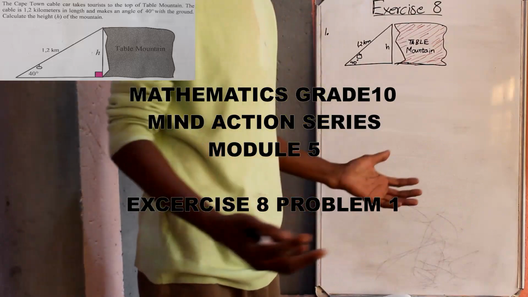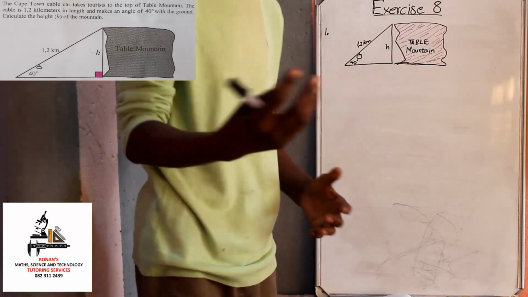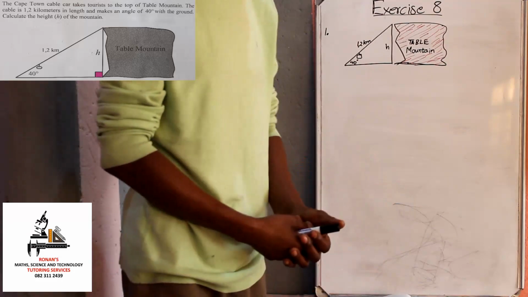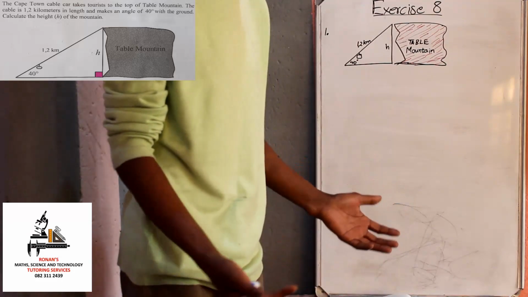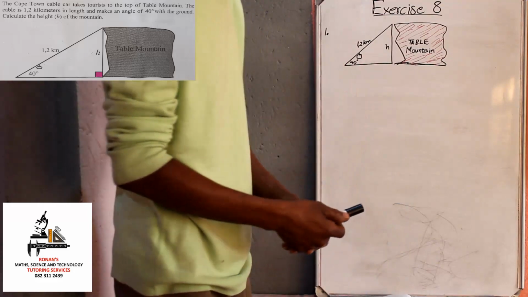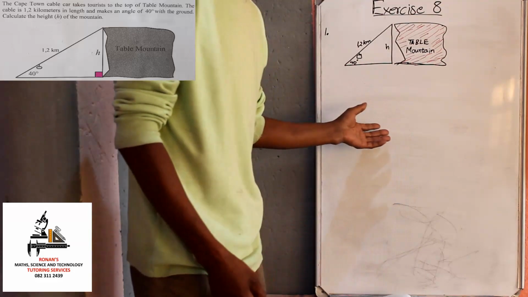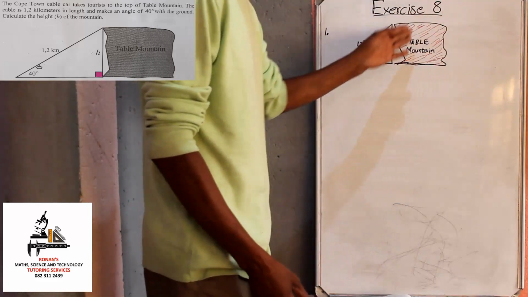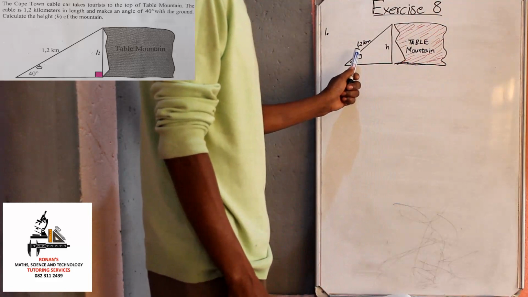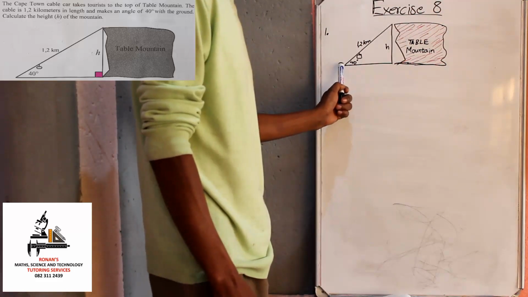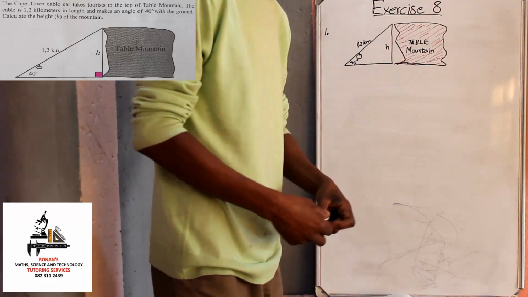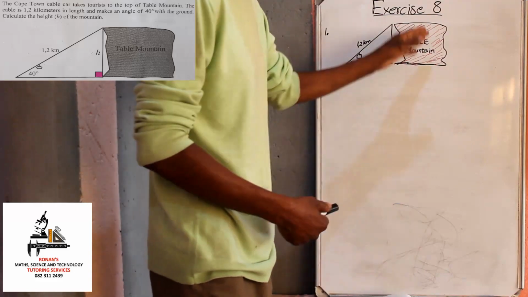Exercise 8 is going to assist us to answer the question, why are we learning these trigonometric ratios, and how are you going to apply them in real life instances? Well, in the first problem in Exercise 8, we're given a table mountain, and this is a cable car that's going to be dragged all the way up by a machine to the tabletop.